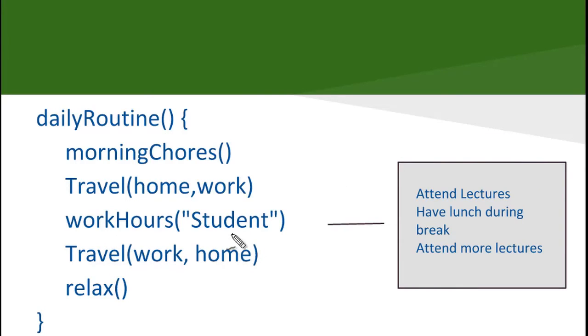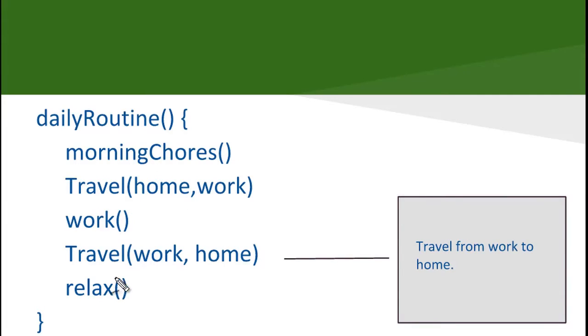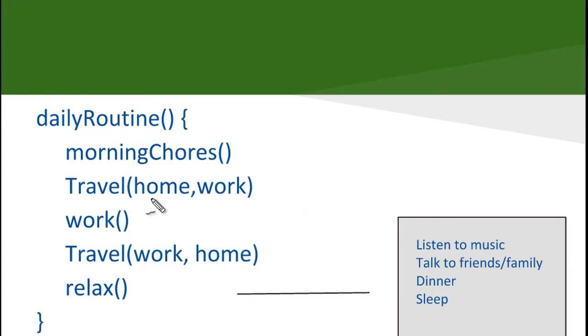Then we have our work hours, where, considering in this example that you are a student, you attend lectures, you have lunch during break, you attend more lectures. Then again you travel, but this time from work to home. So we have this travel from work to home. And the last part, as we saw, was the relaxed part, in which you say listen to music, talk to friends, dinner, then sleep.